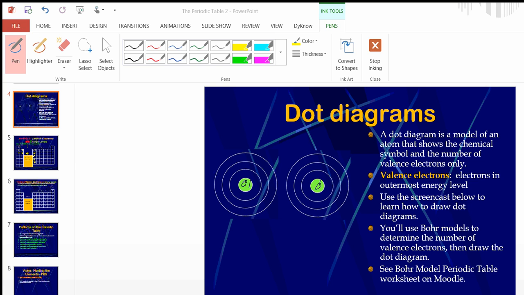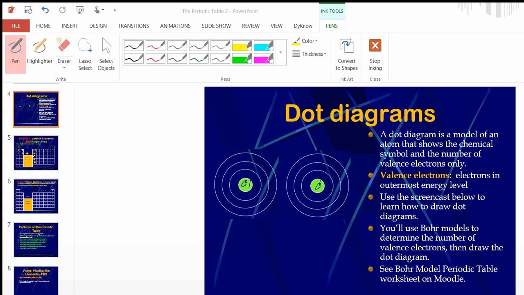Okay, a dot diagram is just a different model of the atom, and the dot diagram shows only the valence electrons for the element. To draw dot diagrams, one approach is to look at the Bohr models, work out all the electrons, and then figure out how many are in the outermost energy level. We're going to do that with chlorine and carbon.